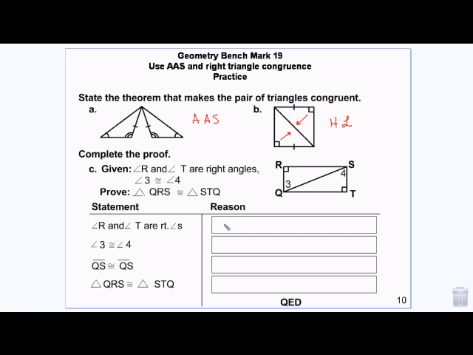Now we're going to do a proof. The first line is always given. So angle R and angle T are right angles. That was given. And then angle 3 is congruent to angle 4 was also given. So I'm going to label that angle 3 and angle 4. QS is congruent to itself. Remember, any time something is equal or congruent to itself, that's like a reflection. It's the same on both sides. So that's the reflexive property. And now I have hypotenuse and angle. So the two triangles are congruent by hypotenuse angle.